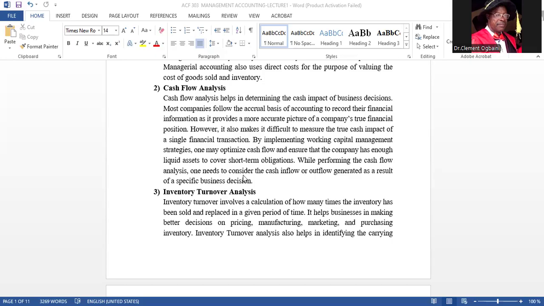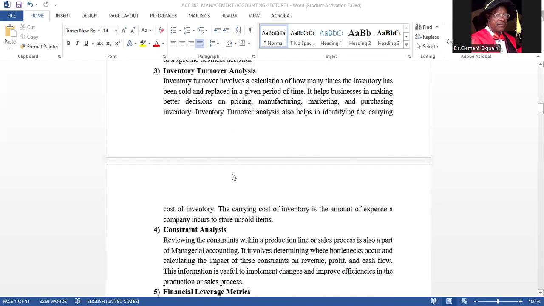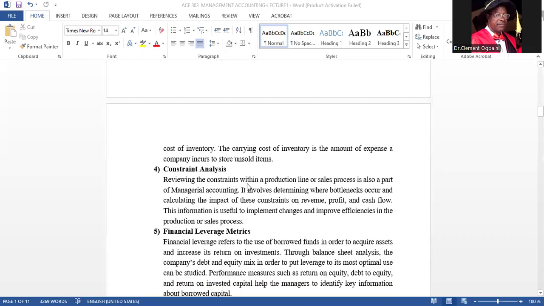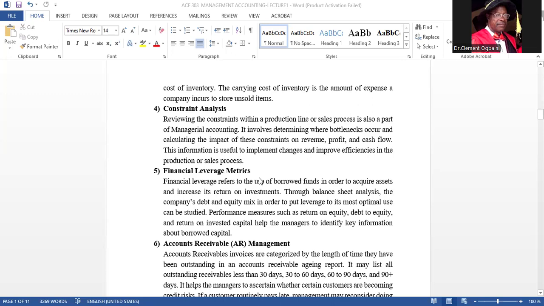So management accountants are also concerned with inventory management. That is, the inventory we're talking about: raw material, work in progress, and finished goods. So if the inventory is increasing or decreasing, that is also part of management accounting. Then we have the constraint analysis.